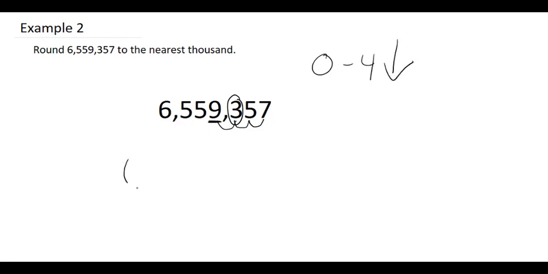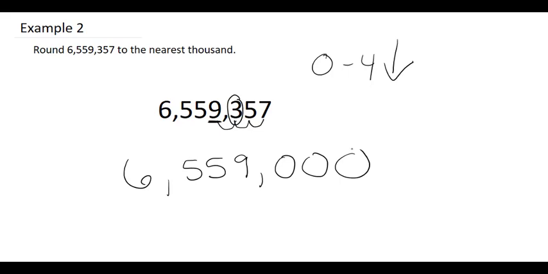So this number then becomes 6,559,000. And then what we do is we convert anything after the number we rounded to into zeros. So all these become zeros. So let's show this again in the next example.